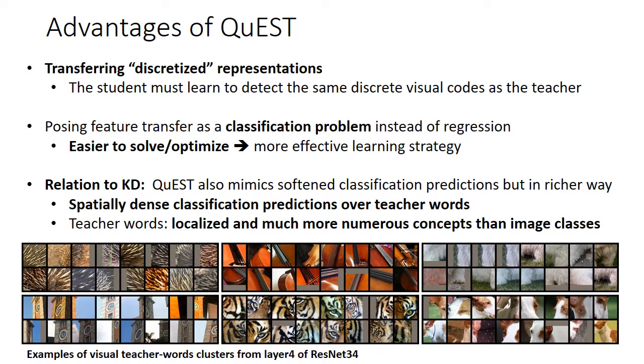This way, the student learns to align its feature maps with those of the teacher network, both spatially and semantically, but without being forced to regress the exact feature details of its teacher. Differently put, QuEST can be seen as a regression problem turned into a classification problem that is known to be easier to optimize and thus a more effective learning strategy. Further, if we see QuEST in relation to the KD method, QuEST also mimics softened classification predictions but in a spatially dense way over the teacher words, which represent much more numerous visual concepts than image classes.